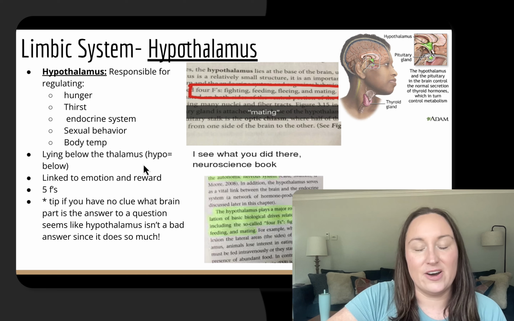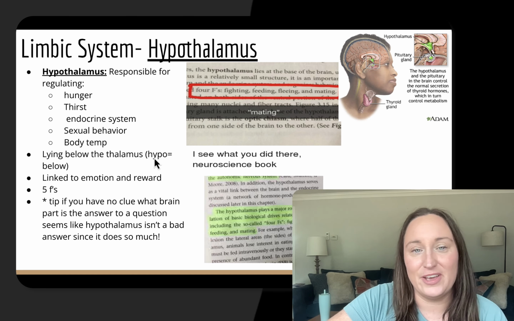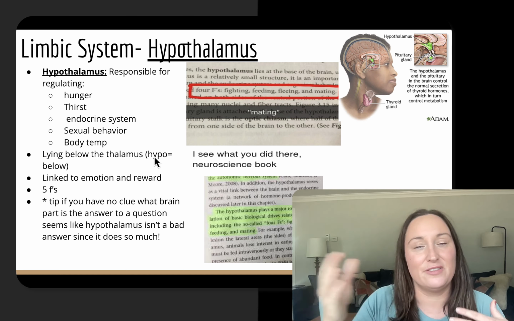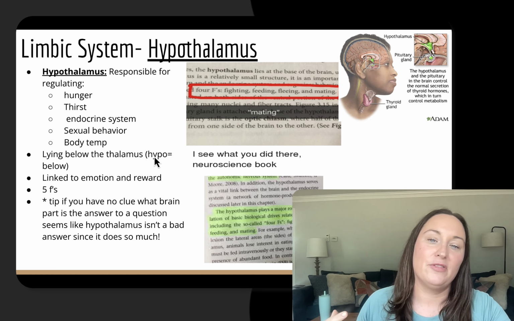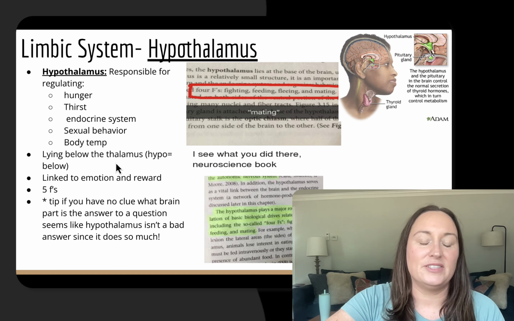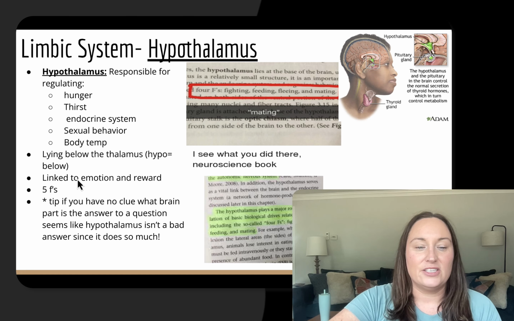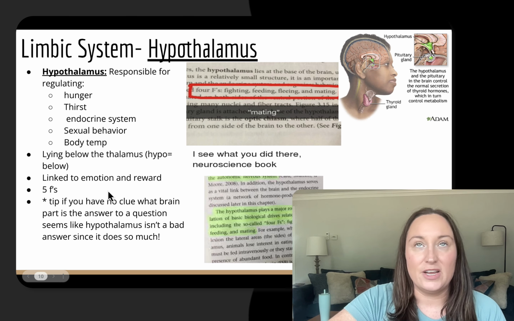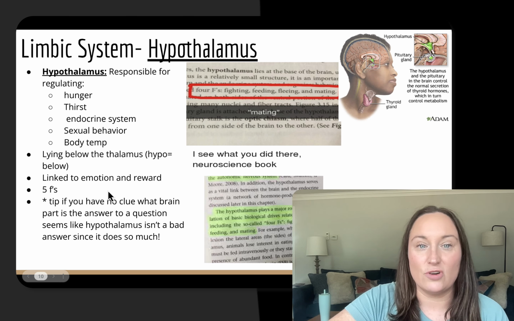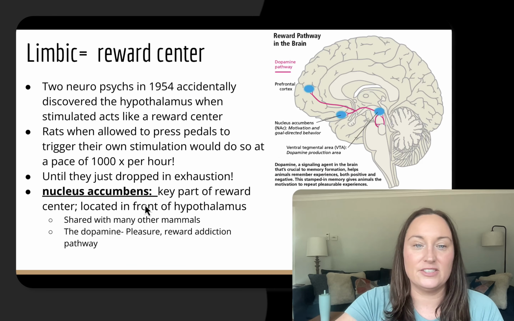So why is it called hypothalamus? Not just to make your life more difficult, which it does, right? There's the thalamus, Thad the mailman, hypothalamus, 5 Fs. It's hypo because it's below the thalamus. And this is very important to our emotional drives and our reward system. We're going to talk more about that in a second.